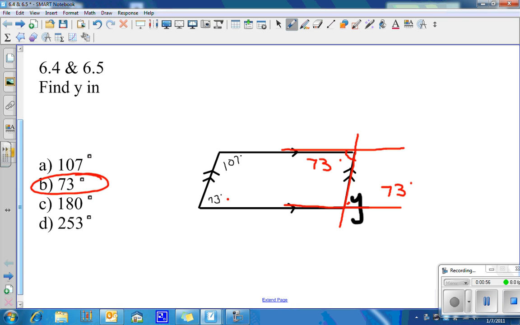There are many ways to attempt that. You could have done like 107 and 107 here and then minus 180. That's fine. But that's one way of doing it.